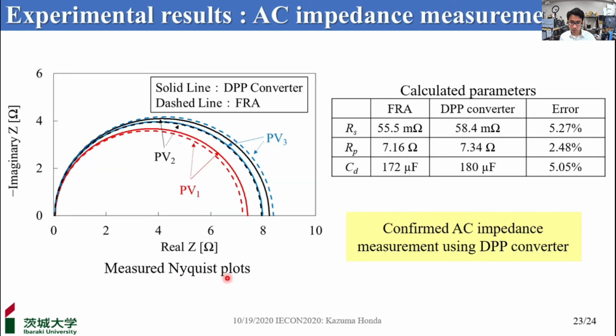This graph shows the Nyquist plots measured by the FRA alone or by the proposed DPP converter. In this table, parameters of the passive elements were calculated from the measured Nyquist plots. The calculated parameters by the proposed DPP converter were in good agreement with those measured by the FRA alone, corresponding to errors less than 5.27%. The results demonstrated the efficacy of the proposed electrical diagnosis technique.